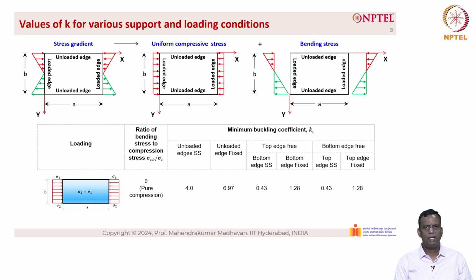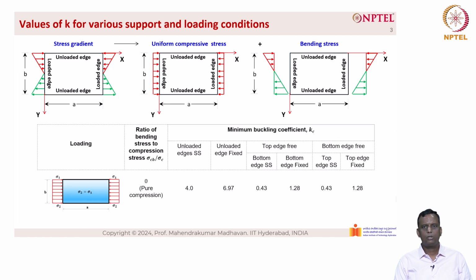So the ratio of bending stress to compressive stress is equal to 0 because the bending stress is absent in this one. So 0 divided by something is equal to 0, which leads to pure compression. The next one is the minimum buckling coefficient K sub C. Here we have already assumed that the loaded edges are simply supported. So when the unloaded edges are simply supported, which means that all four sides are simply supported, we have a value of k equal to 4.0.